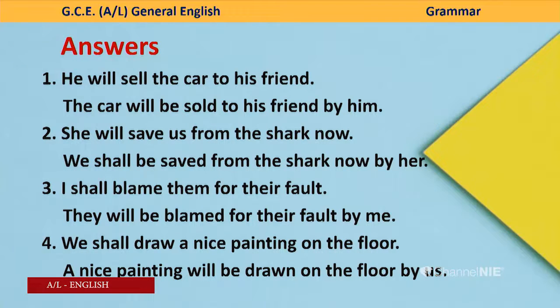I shall blame them for their fault. They will be blamed. Them becomes they. They will be blamed for their fault by me. We shall draw a nice painting on the floor. A nice painting will be drawn on the floor by us.